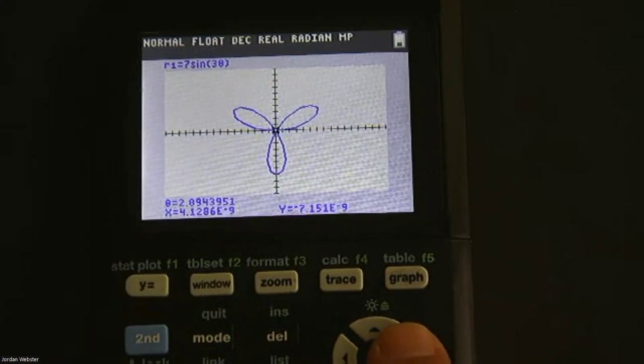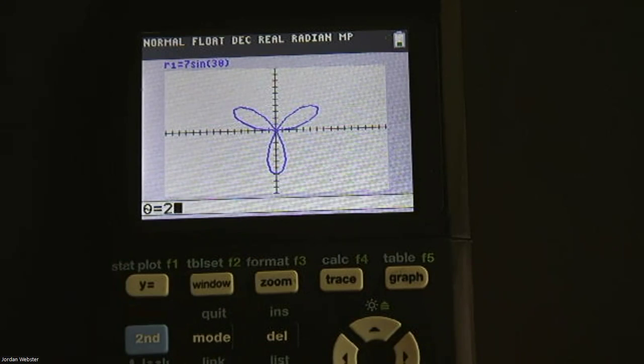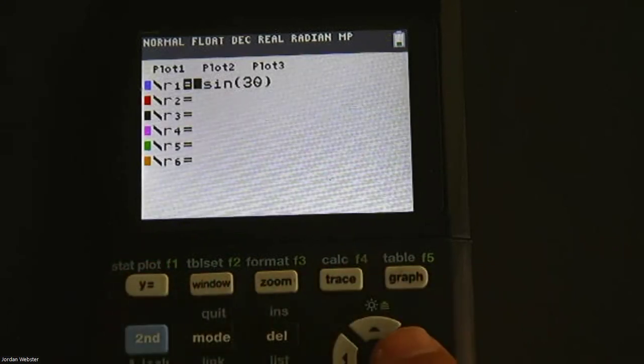Then start skipping around. That looks like 2 pi over 3. And again, if I want to confirm that inclination, I just type that in and see that we do get back to the origin. So that's one nice thing we can do.